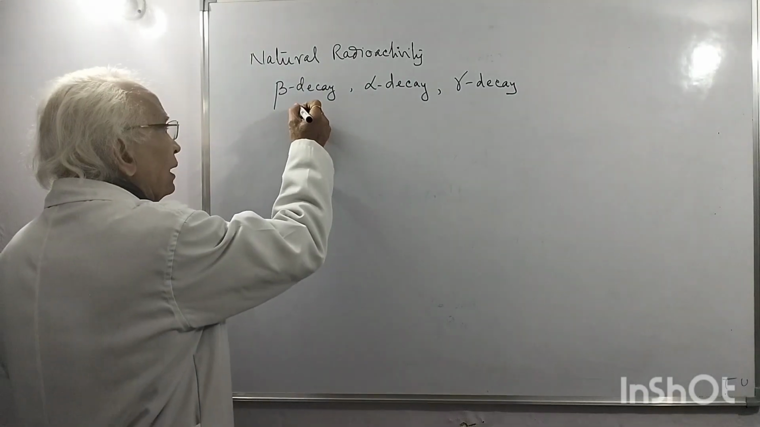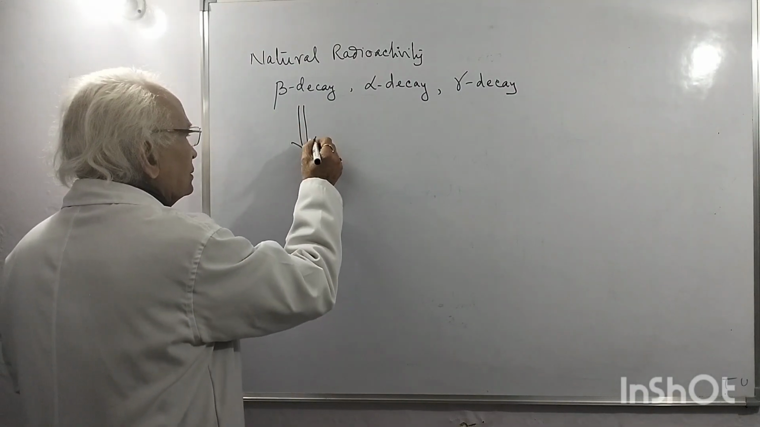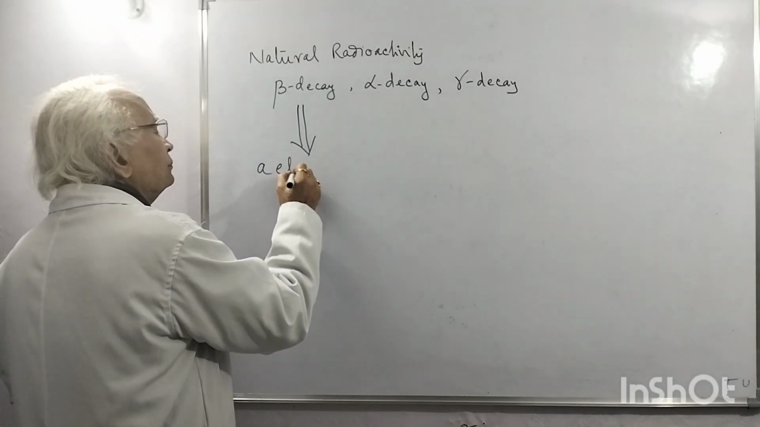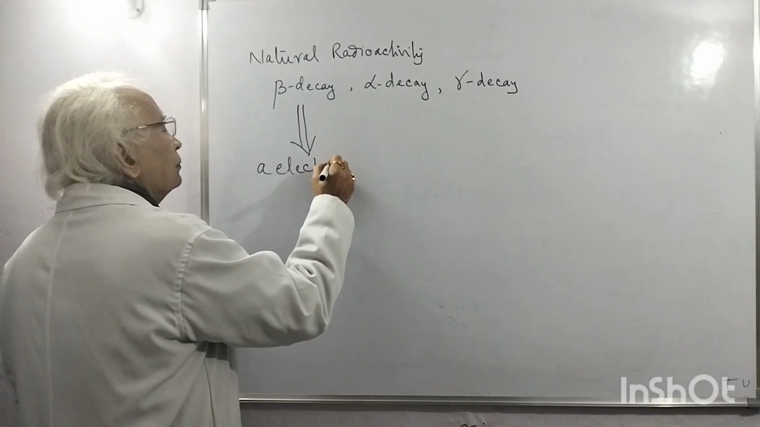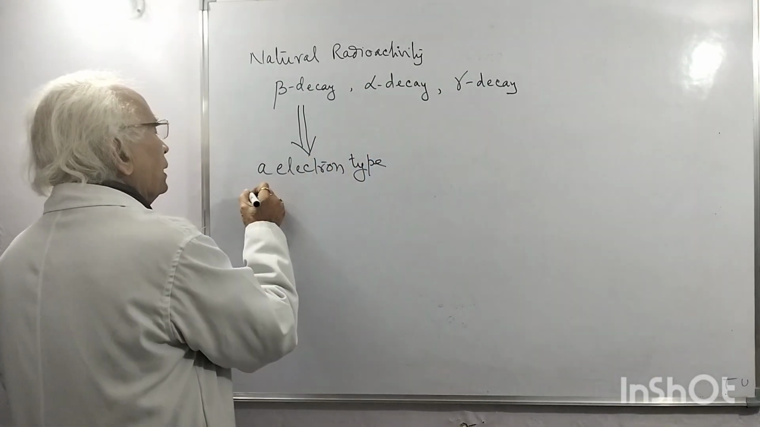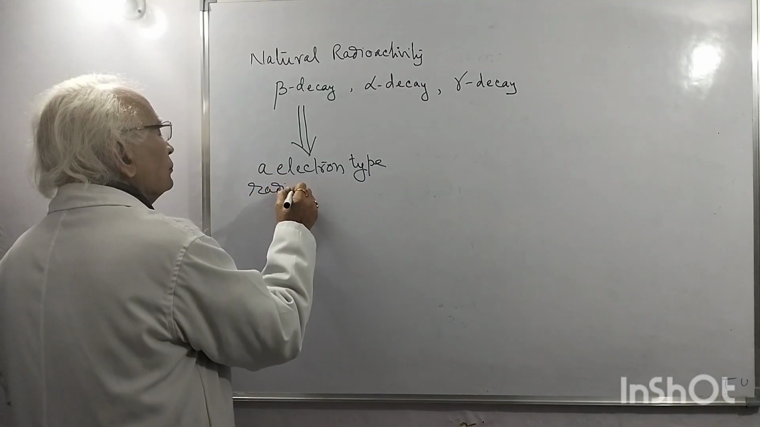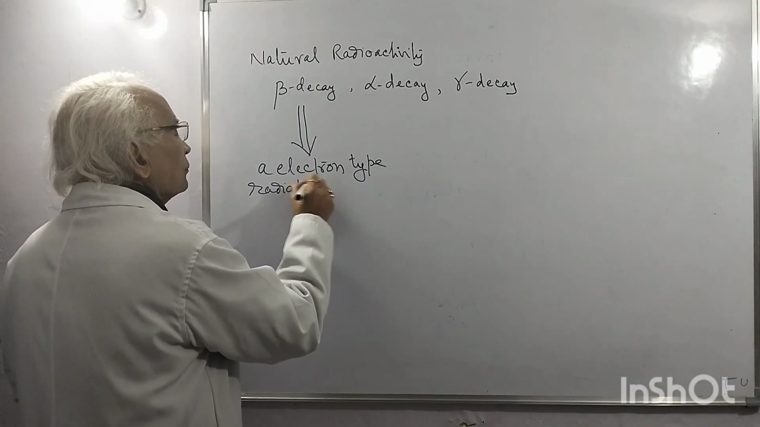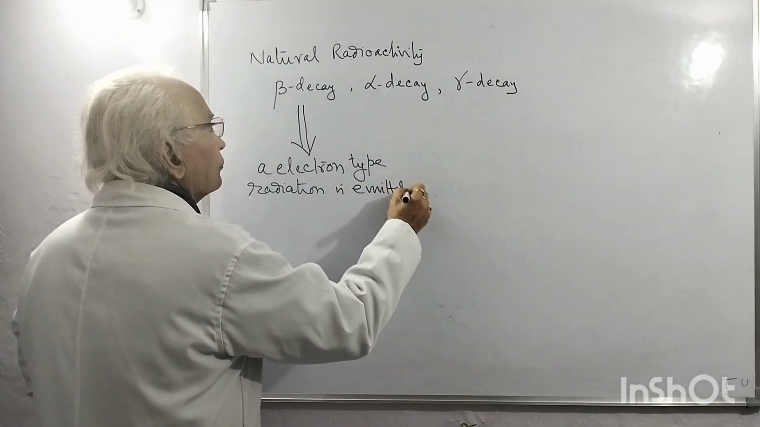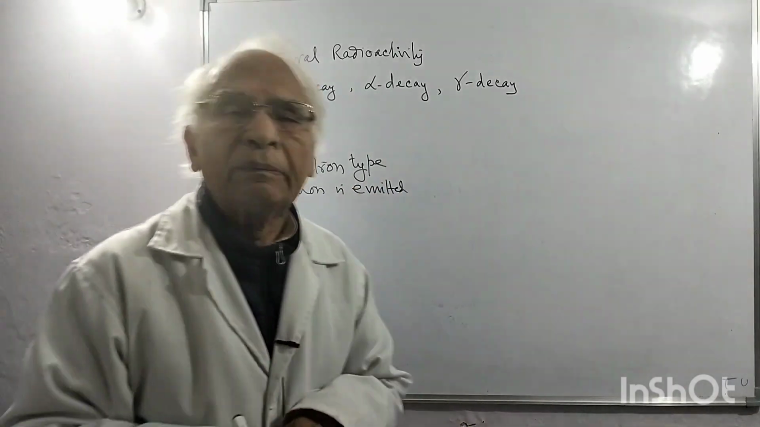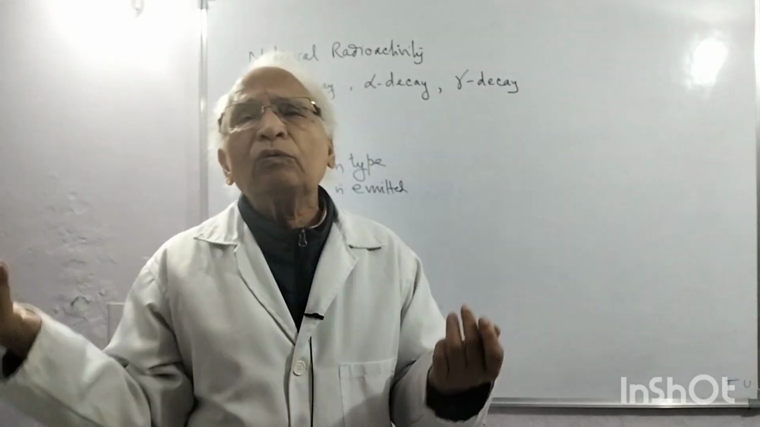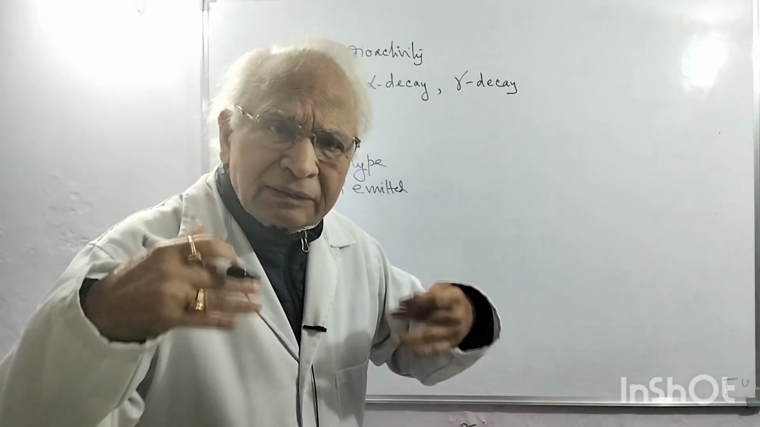So what is beta decay? Well, beta decay, we know, is the process in which an electron type radiation is emitted. Means a particle which is very similar to an electron. It is not an electron, it is very similar to an electron.